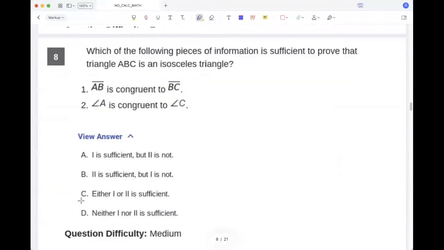Which of the following pieces of information is sufficient to prove that triangle ABC is an isosceles triangle? AB is congruent to BC. Okay, so let's draw that. ABC, AB is congruent to BC. Okay, yeah, but we can't say it's isosceles until, sorry, AB is congruent to BC. So let me just do that.